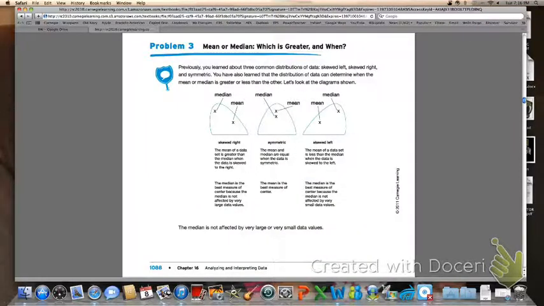Let's finish up 16.2 with problem number 3 then. We want to ask the question: mean or median, which is greater and when? So it says underneath problem 3, previously you learned about 3 common distributions of data: skewed left, skewed right, and symmetric.